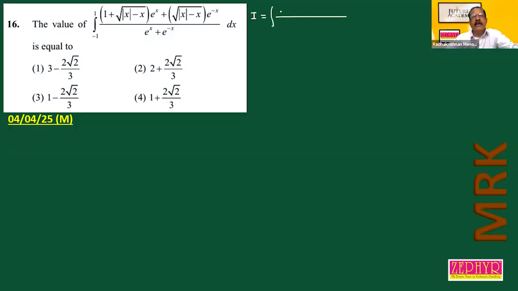When you open the bracket, you are getting e raised to x plus e raised to x into root of mod x minus x plus e raised to minus x into root of mod x minus x. Denominator e raised to x plus e raised to minus x.